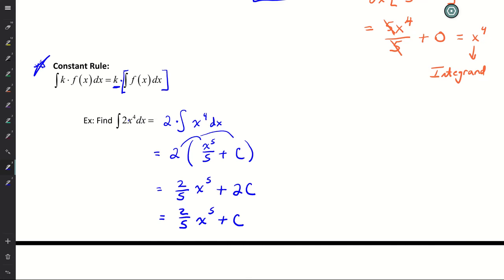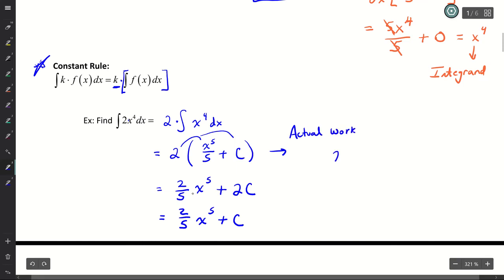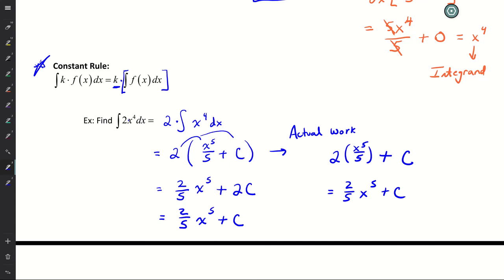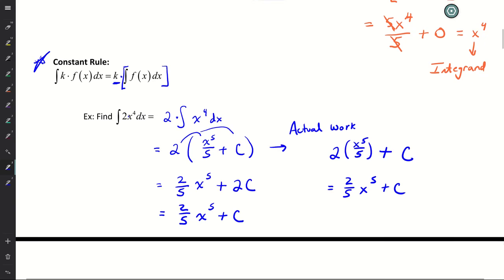On this particular problem, what we're going to actually end up seeing as far as work is concerned is when you actually perform this problem, you're going to say it's 2 multiplied by x to the fifth over 5. And then we're going to keep the c separate out to the side. Okay, so we're going to see 2 over 5 x to the fifth and then plus the c, and you're never going to do that distribution. And like I mentioned, the reason for that is you don't care what the constant is at this point, you just care that it is a constant.